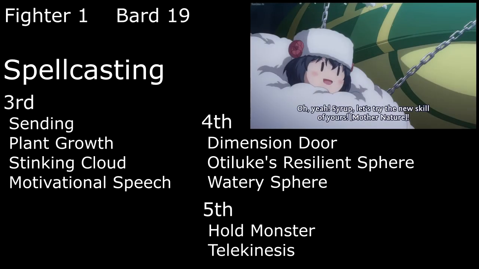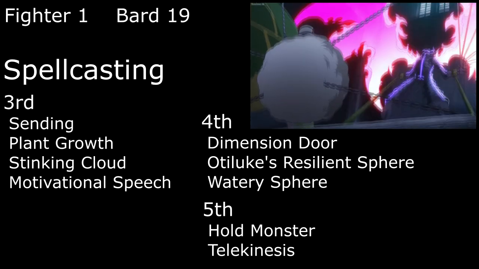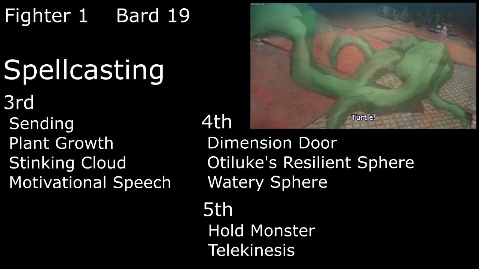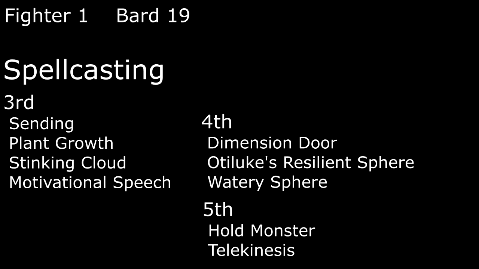Plant Growth is another Syrup skill, in this case Mother Nature, making all the plants in a 100-foot radius of a point we choose become overgrown, effectively making it especially difficult terrain, so creatures have to spend 4 feet of movement for every foot they move.